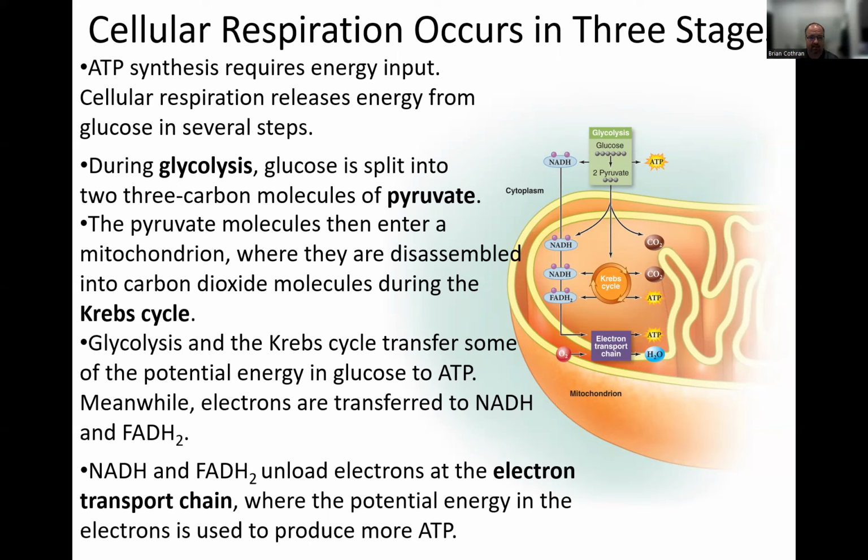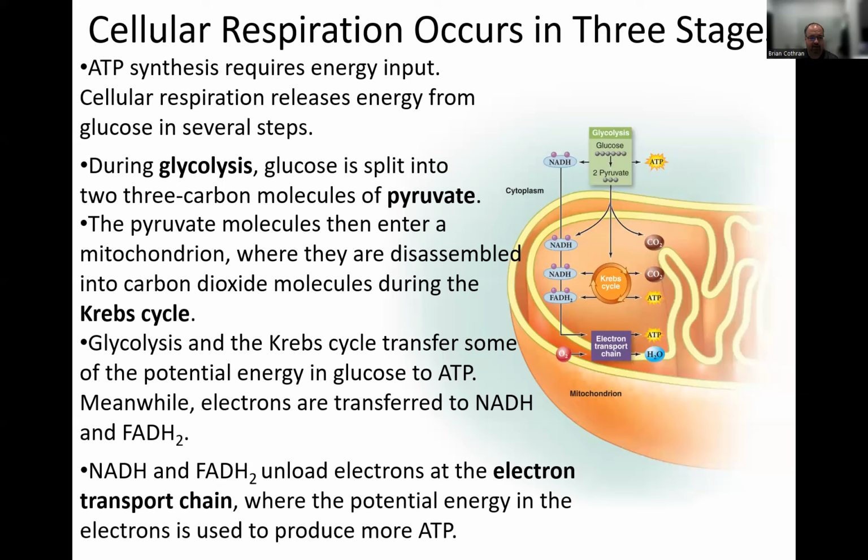Notice that glycolysis happens outside in the cytoplasm. And again, when we talked about cells, this is this protein matrix, this viscous fluid that surrounds all of the organelles, such as mitochondria, within a cell. So again, it's just floating around out here. Glycolysis is the only stage that actually happens outside of the mitochondrion. Everything else in terms of respiration is going to happen inside the mitochondrion, except for glycolysis.